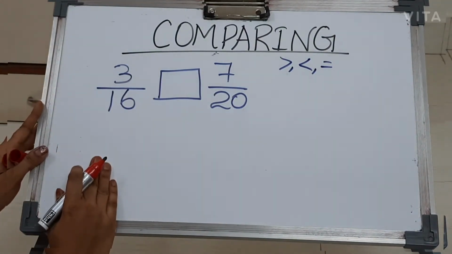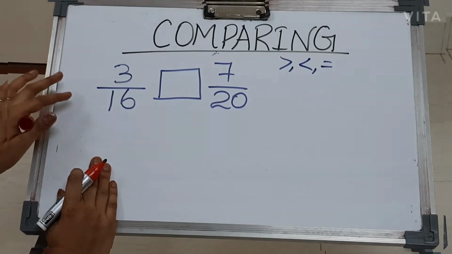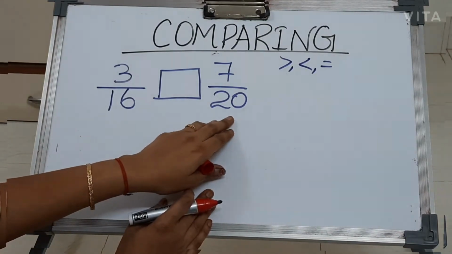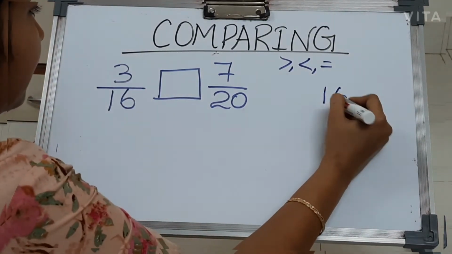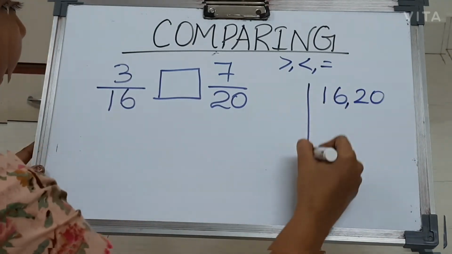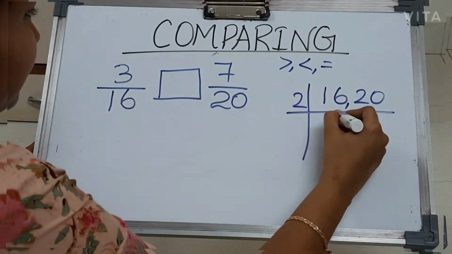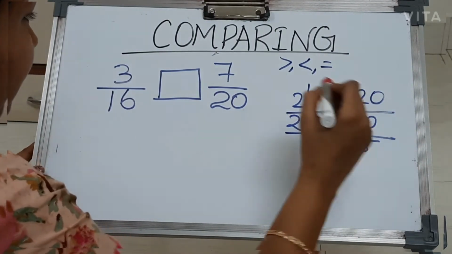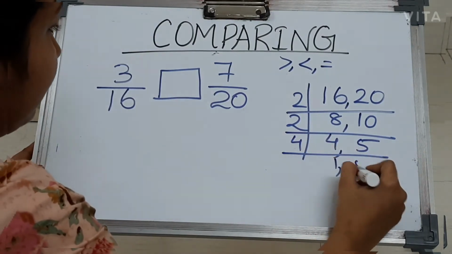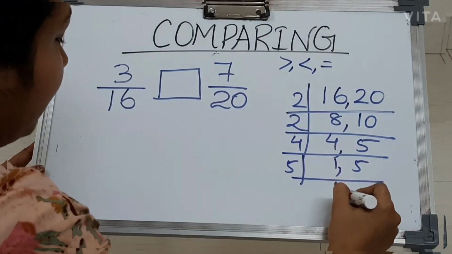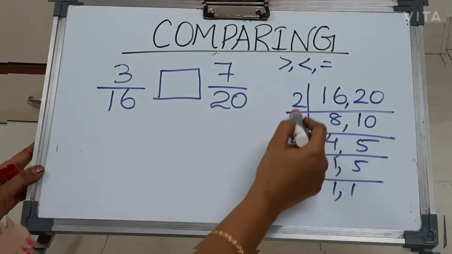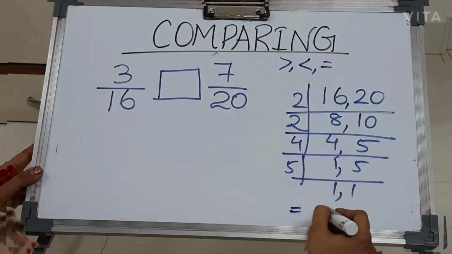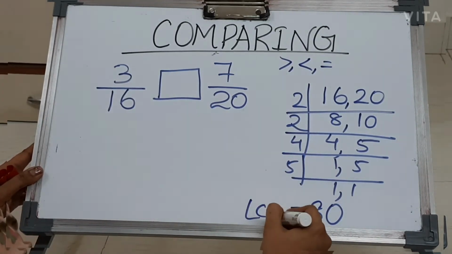So the first method we have to follow is to take the LCM and then make the denominators the same. In order to make the denominators the same for comparing, we will take the LCM of 16 and 20. 2 8s are 16, 2 10s are 20, then 2 4s are 8, 2 5s are 10, then 2 2s are 4, 2 5s are 10, and 1 1. So what is the LCM? 2 2s are 4, then 4 into 20 is 80. So the LCM here is 80.